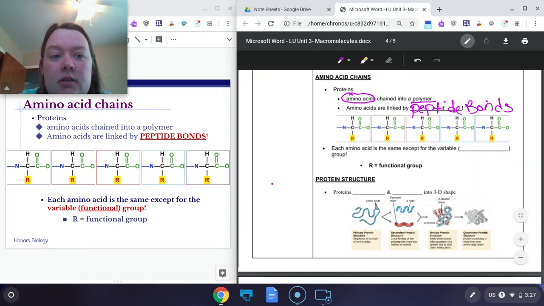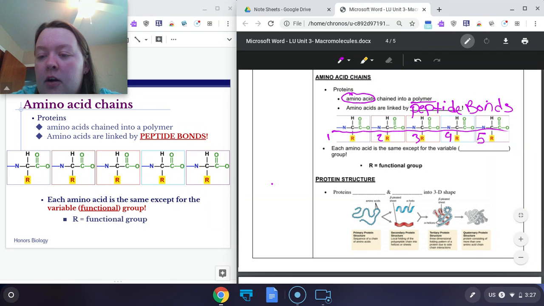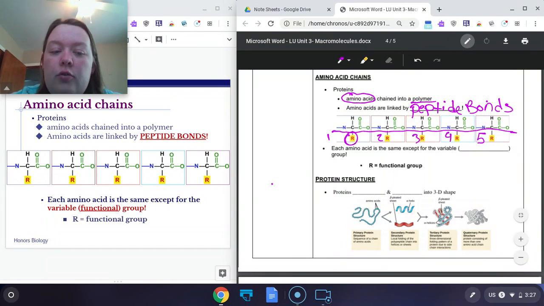Another thing that you'll notice about amino acids is all amino acids have the same basic structure. So meaning we have 1, 2, 3, 4, 5 different amino acids. And above the letter R, they are identical. The thing that makes each amino acid different is this R group, which is the variable group, the part that differs between one amino acid and the next. And that's what's going to give each amino acid its function.